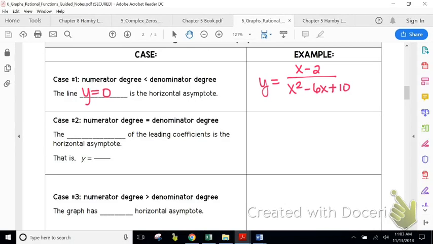Now, how do you find the degree of the numerator? Do you remember? It's the largest exponent. So the degree of the numerator is 1. The degree of the denominator here is what? 2. And because the bigger one's on bottom, it's going to be y equals 0.